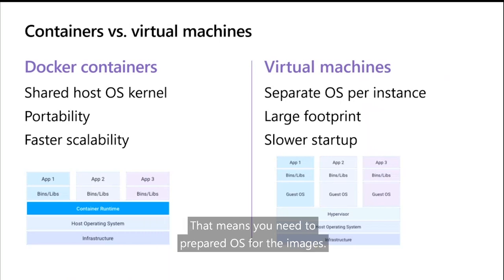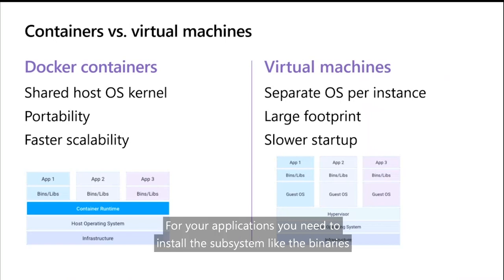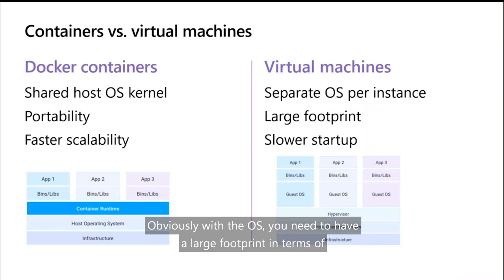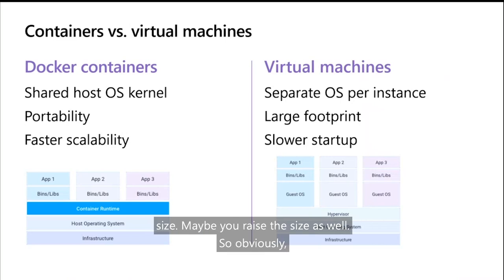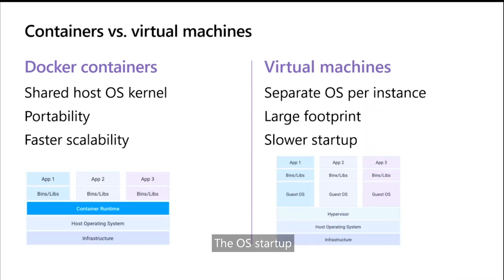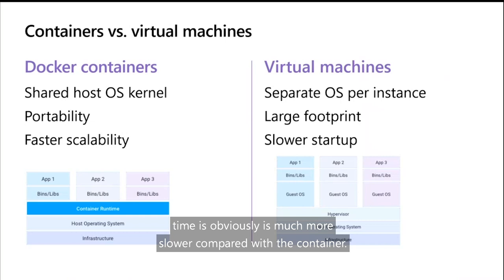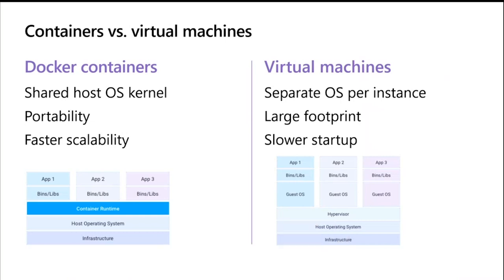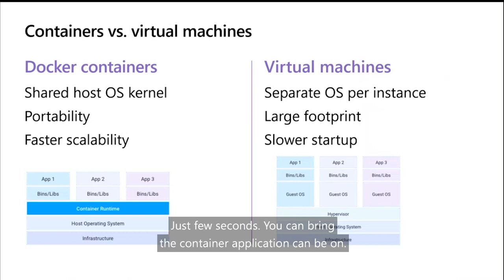That means you need to prepare the OS image for your applications. You need to install the subsystem, like the binaries and libraries you need, and then deploy your application there. Obviously, with the OS, you have a larger footprint in terms of size. Because this is one OS running individually, the OS startup time is much slower compared with the container. Just a few seconds, and you can bring the container application up.